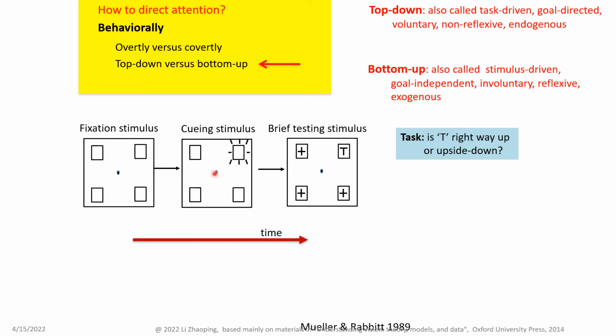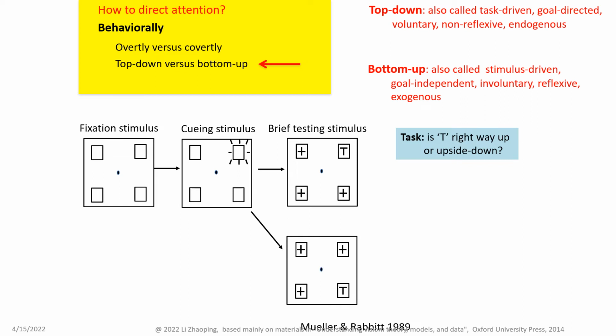As your gaze is still fixated here to the central dot, your attention is shifted covertly to this flashed box so that you can see this letter T more clearly. If the letter T does not appear in the flashed box but in another box, then you cannot see the letter T as clearly since your attention has been misled. When the flash or the cue is at the same location as the target letter T, we call this trial a validly cued trial.